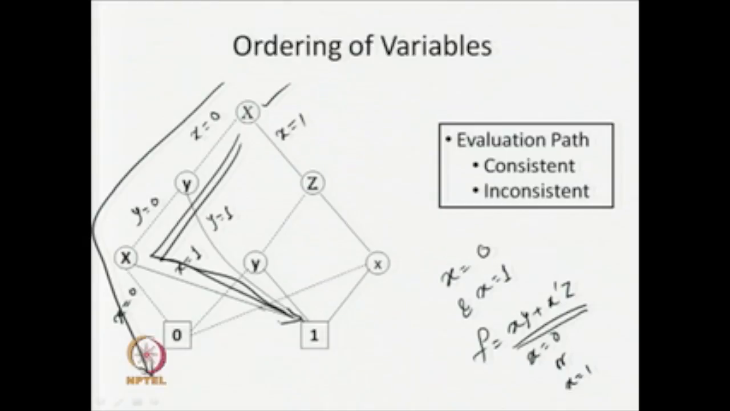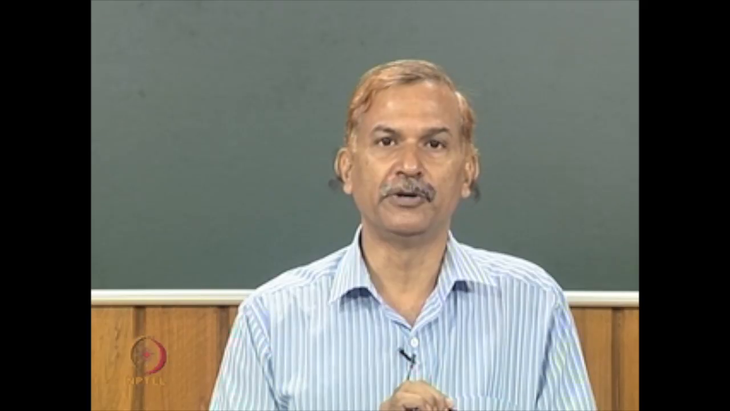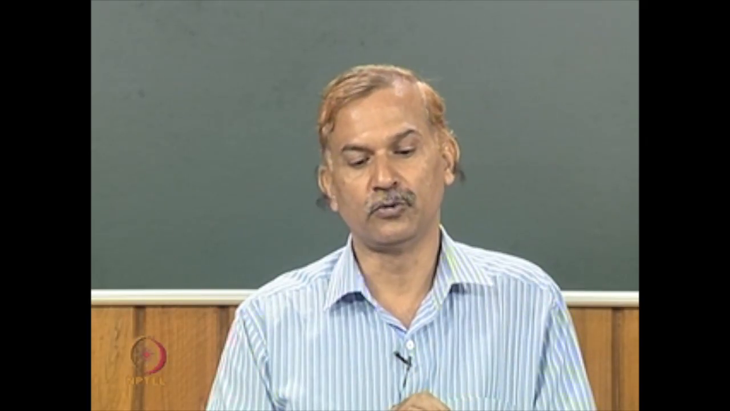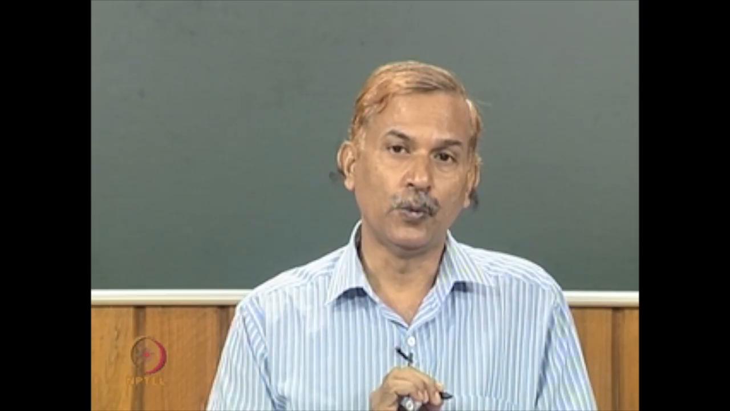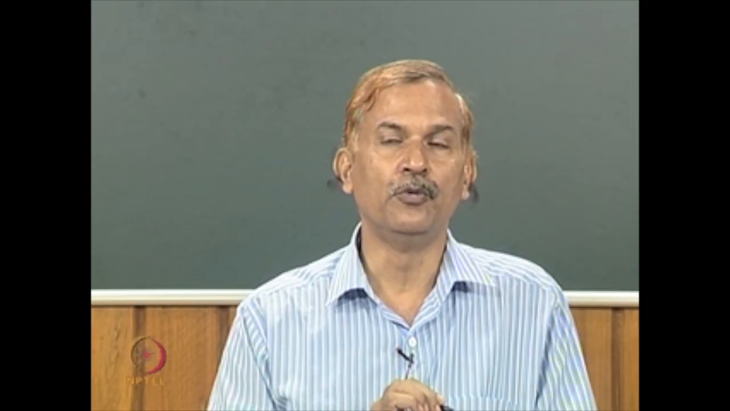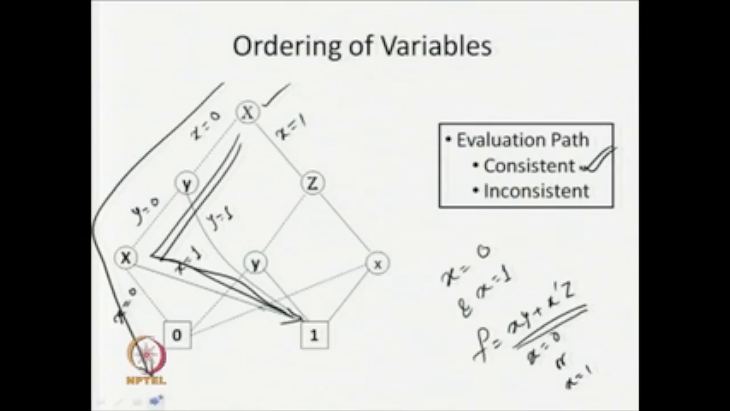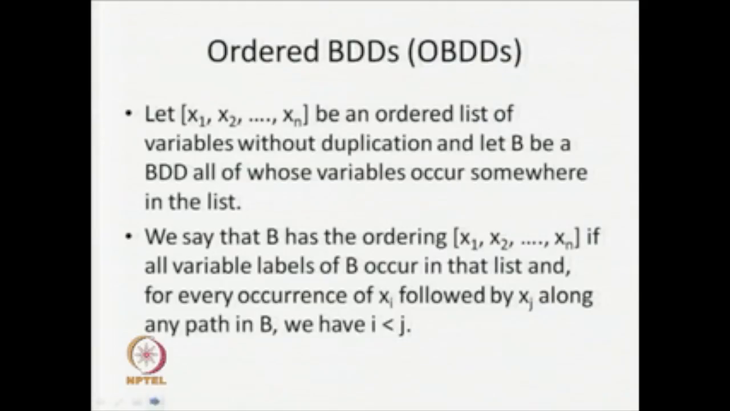So, we have the notion of an inconsistent part in BDD. If we look into the basic definition of BDD, the evaluation of the function has to be done through a consistent part only. That means we should not look for the inconsistent part. Due to this problem, we try to eliminate it by putting some restriction on the occurrence of the variables, that is, a particular ordering of the variables. After putting this ordering, we get an ordered binary decision diagram.